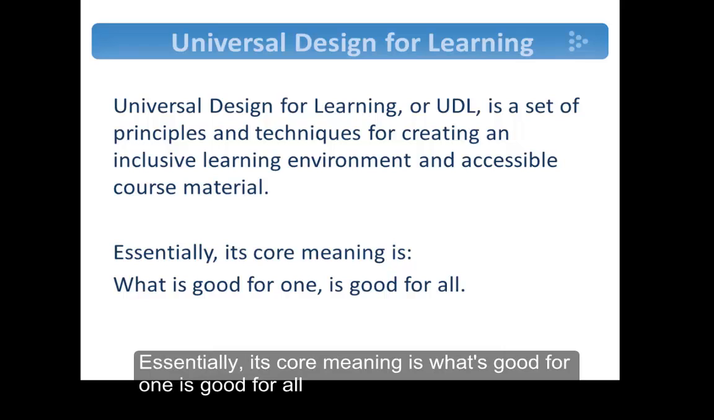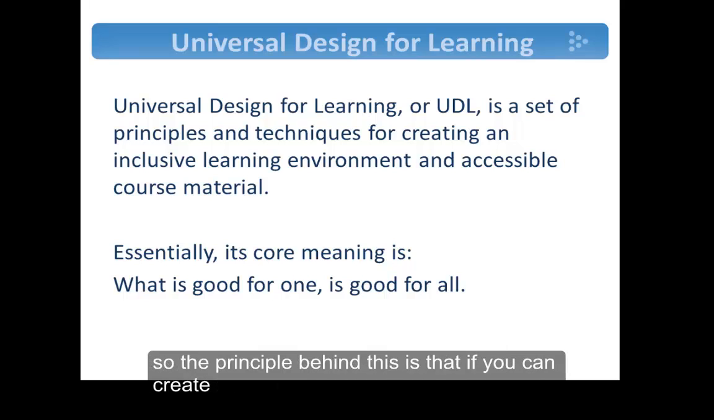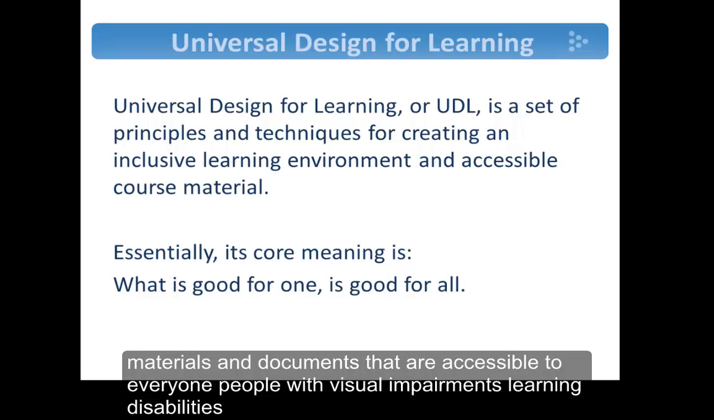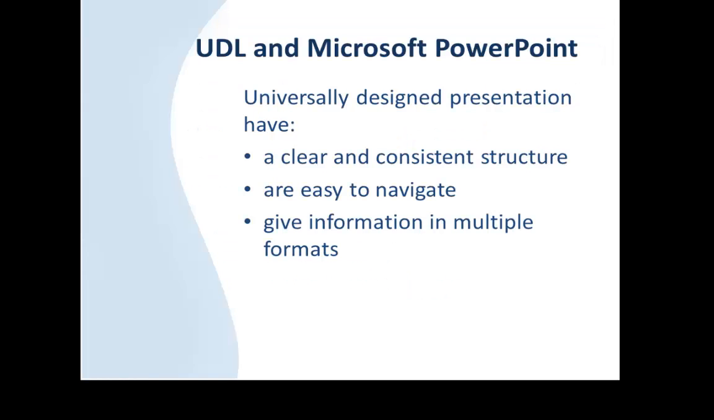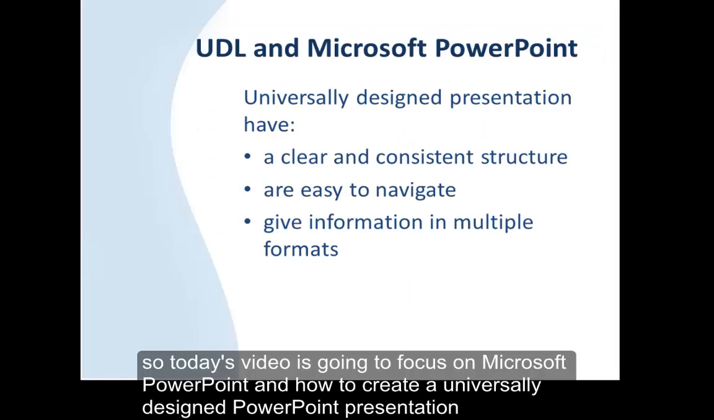Essentially, its core meaning is what's good for one is good for all. So the principle behind this is that if you can create materials and documents that are accessible to everyone, people with visual impairments, learning disabilities, it doesn't just benefit those people, it also benefits the general population as well. So today's video is going to focus on Microsoft PowerPoint and how to create a universally designed PowerPoint presentation.